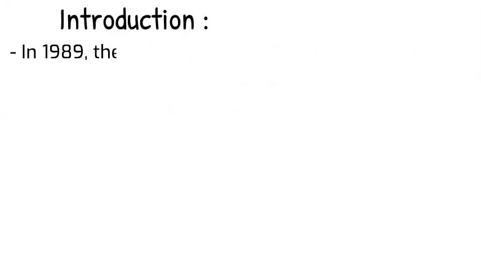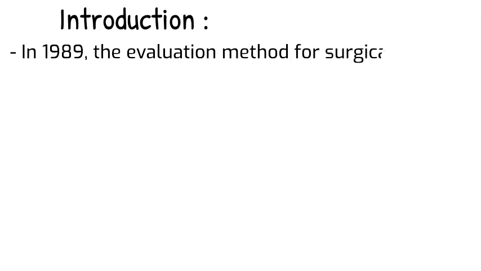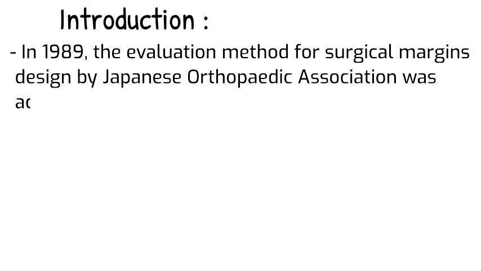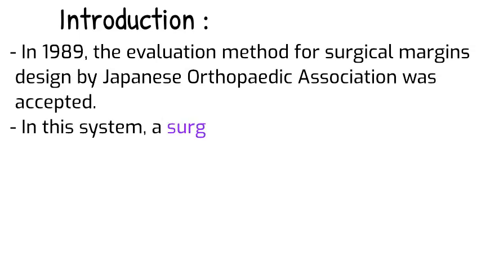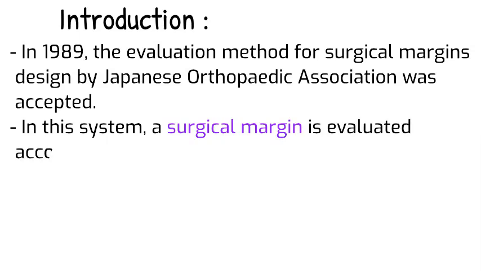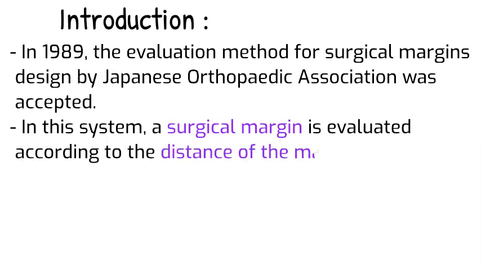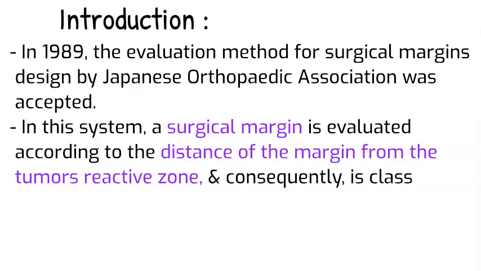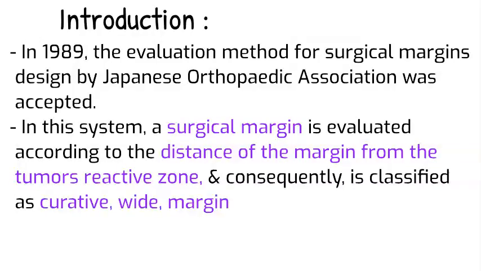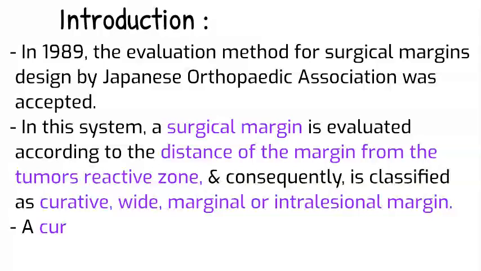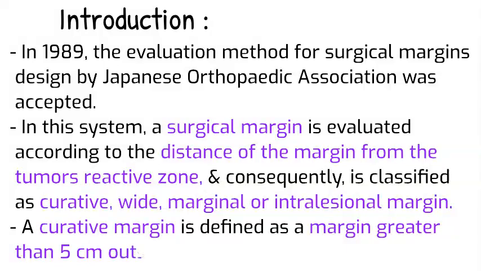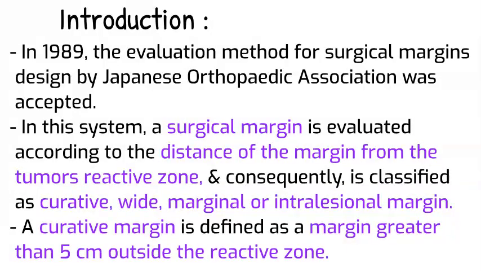In 1989, the evaluation method for surgical margins designed by the Japanese Orthopedic Association was accepted. In this system, a surgical margin is evaluated according to the distance of the margin from the tumor's reactive zone and consequently is classified as curative, wide, marginal or intralesional margin. A curative margin is defined as a margin greater than 5 cm outside the reactive zone.